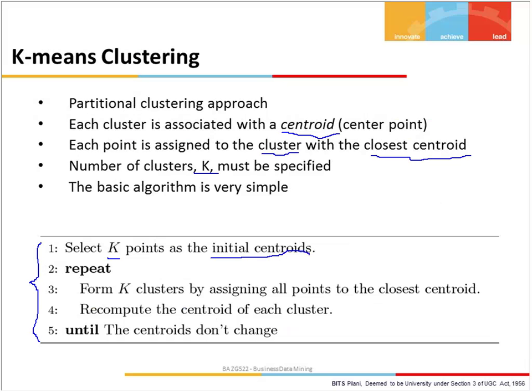So in general, k-means starts with k initial centroids, and then we form the clusters by assigning the remaining points to the closest centroid. After assigning all the points to the k clusters, we recompute the centroid of each cluster. After we recompute the centroids, we get new k centroids, so we repeat assigning the remaining points to the k clusters. We keep doing that until we recognize that the centroids are not changing. That is the simplest representation, the pseudocode, for a k-means clustering algorithm.